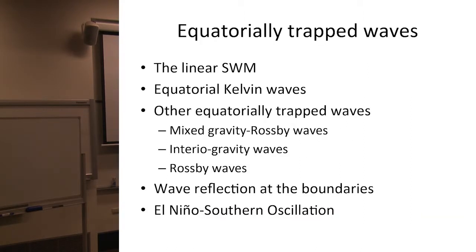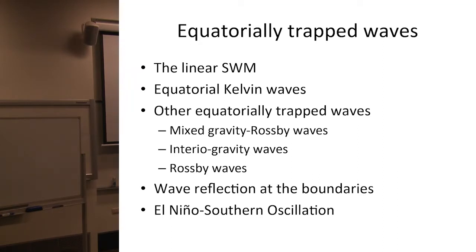Okay, so just a brief outline of what we're going to go through in the talk. We're going to start with a description of a linear shallow water model, following on from Paul's talk and Matt's talk yesterday, which both got down to this simple form of the equations of motion. Then we're going to talk about equatorial Kelvin waves and then move on to other kinds of equatorially trapped waves. These are mixed Rossby gravity waves, inertia gravity waves, and then Rossby waves.